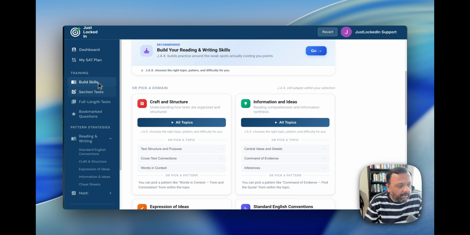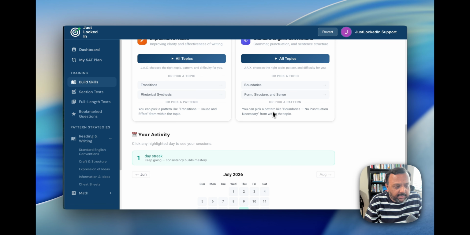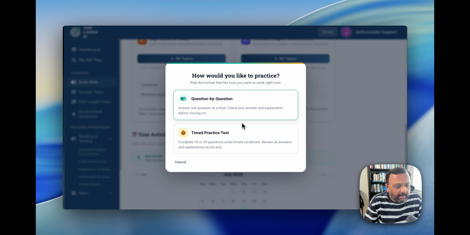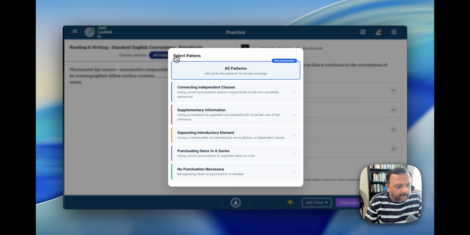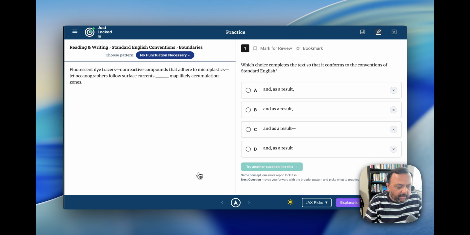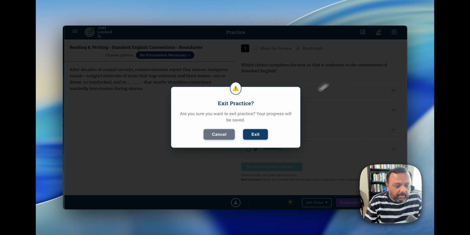When you go to Just Logged In, go to Build Skills, and under Standard English Conventions, go to Boundaries. You could either do a timed practice test, so you can construct on-demand tests anytime you want, or you can go question by question. If I click on question by question, just hit all patterns and choose no punctuation necessary, which is what we are discussing right now. You can practice questions from this specific pattern.